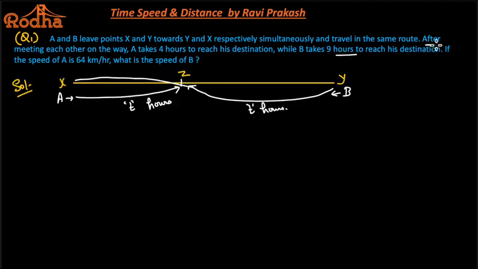Okay, so it says that after meeting each other on the way, A takes 4 hours to reach the destination. So let's say this is the path of A here. A will reach here and A takes 4 hours to reach his destination. So time taken is 4 hours. Mind it, it is given after meeting, है ना? Similarly, it goes for B. B is coming here and B is taking 9 hours, है ना? So after meeting at Z, A is taking 4 hours and B is taking 9 hours. We studied this actually. तो हमें निकालना क्या है? We want to calculate, if the speed of A is 64 km per hour, what is the speed of B here?